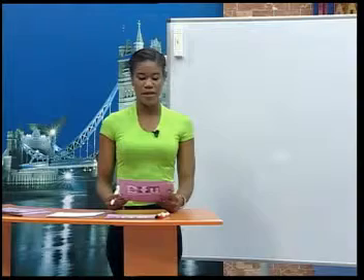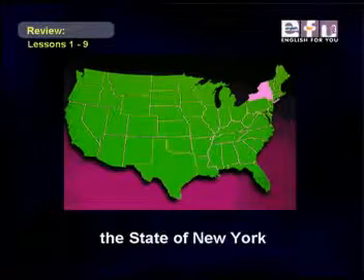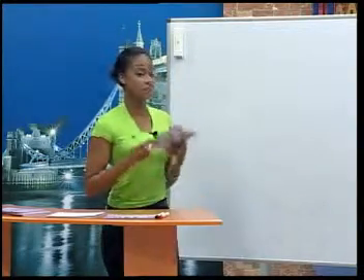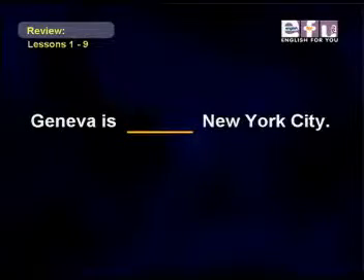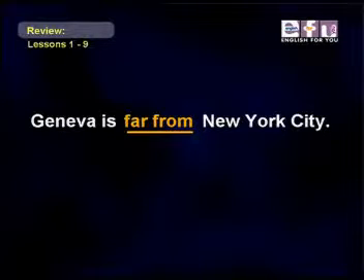Good. Now, let's look at 2 pictures. The first one is a picture of the state of New York. Let's use prepositions of place to fill in the blanks. All right, Linda. First one is for you. Geneva is blank New York City. That's easy. Geneva is far from New York City.